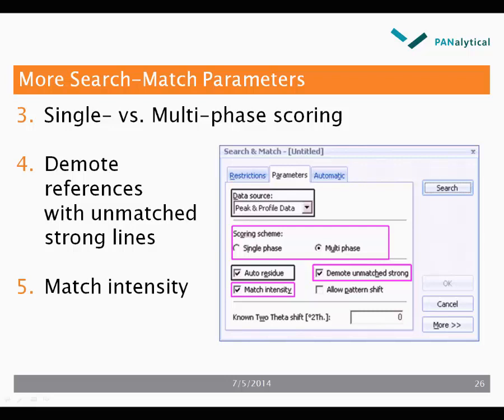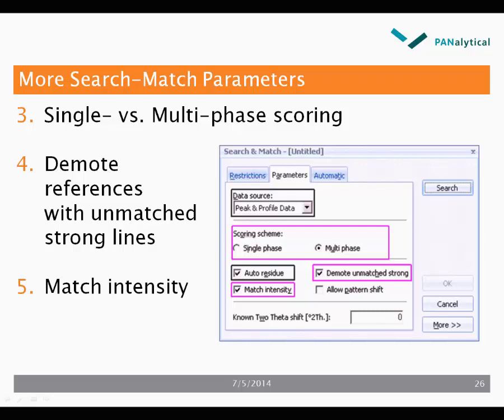Demote unmatched strong. This is a negative filter, demoting candidates with unmatched strong lines. A strong line is a line with above 50% relative intensity. I leave this on for majors and minors. I switch it off when I expect a very strong preferred orientation being present or when the scan range does not fit to the sample.